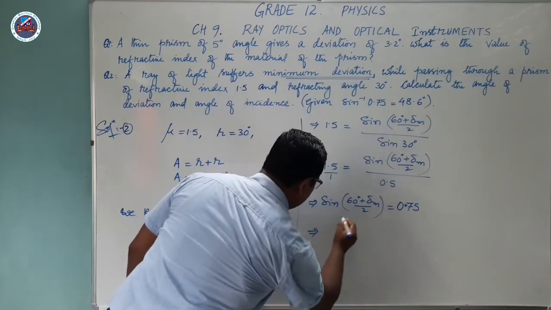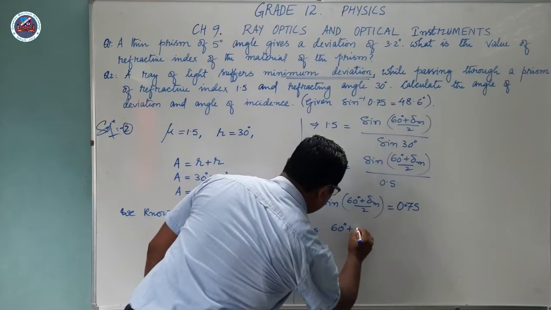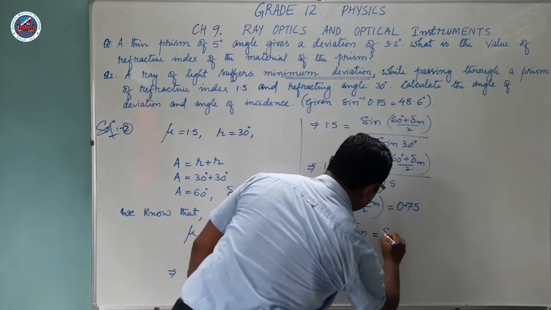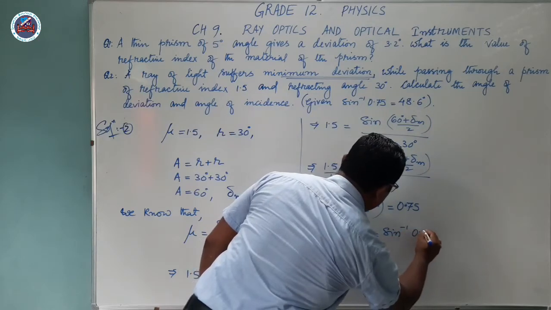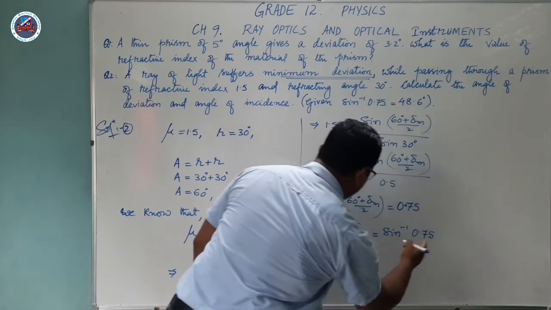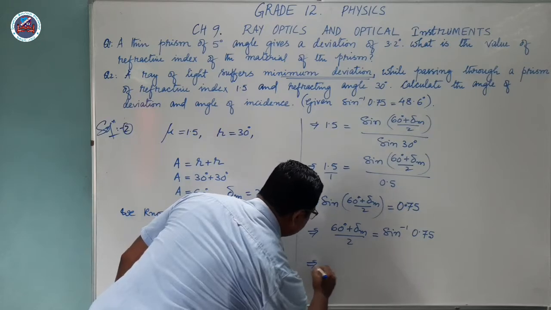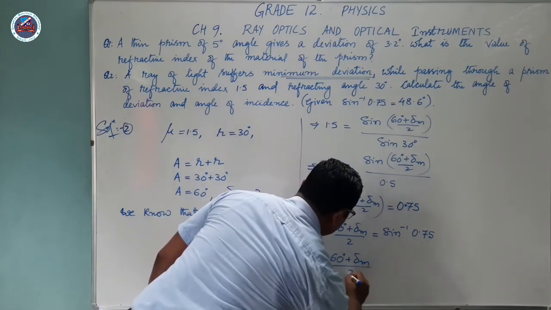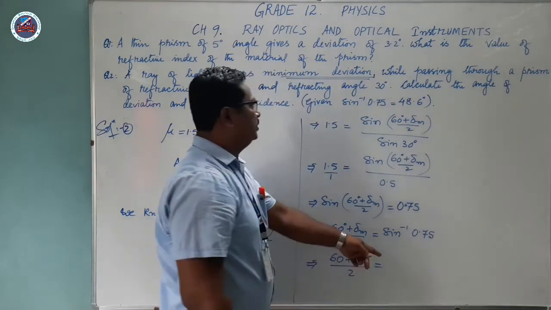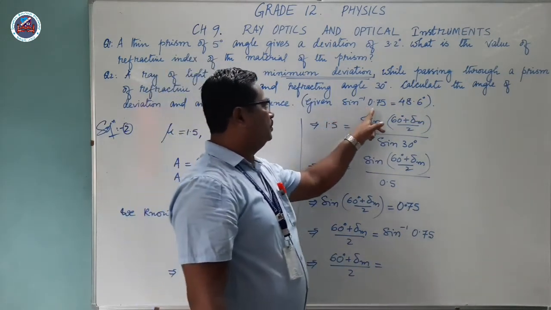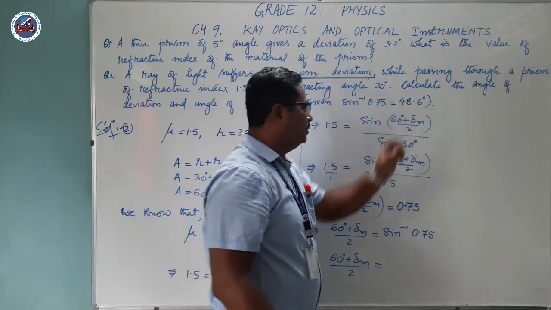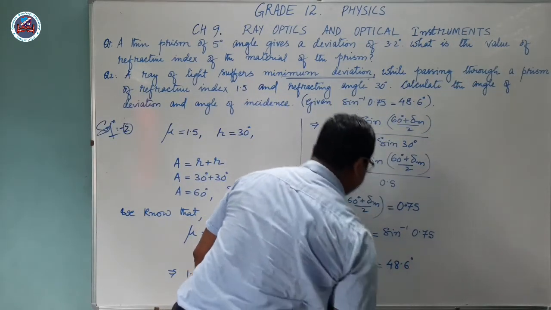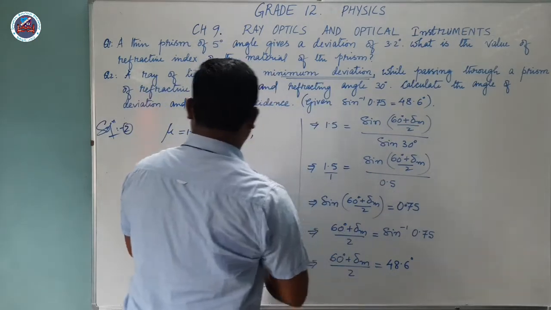So to find out (60 degree plus del m) by 2, you will do sin inverse of 0.75. And it will be given to you in the question. If you are writing board exam, it will be given on the front page of the question paper. So you have to check it. Sin inverse of 0.75 is equal to 48.6 degree. Now you can cross multiply.